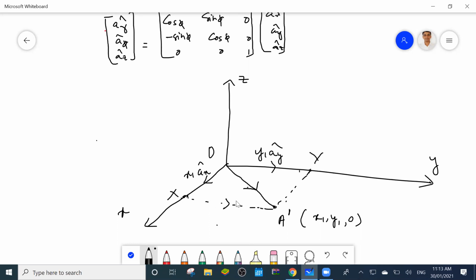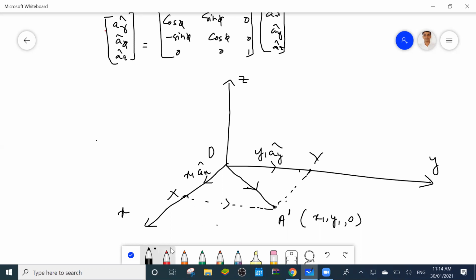So this vector and this vector, I want to find out OA dash. So can you find out or not? What is the OA dash, the position vector? So in this diagram, what will I do? First I have to find out.